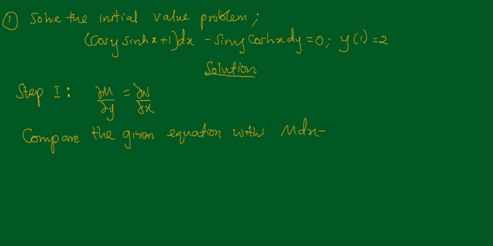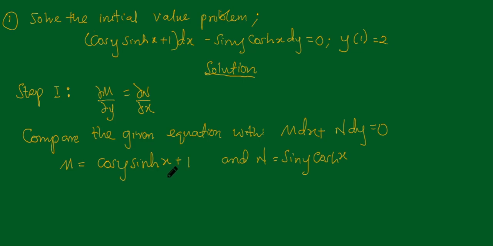if we compare our given equation to M dx + N dy = 0, we have that our M is equal to cos y sin x + 1, and our N in this case is equal to sin y cos x. So we have to evaluate dM/dy, that is the partial derivative of M with respect to y, and also evaluate dN/dx, which is the partial derivative of N with respect to x.